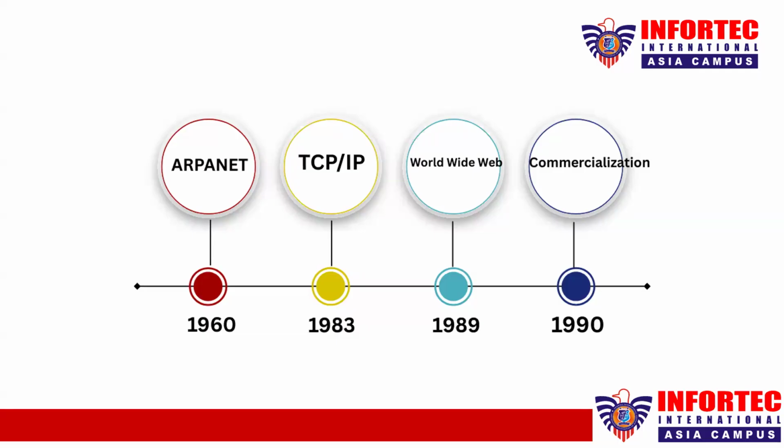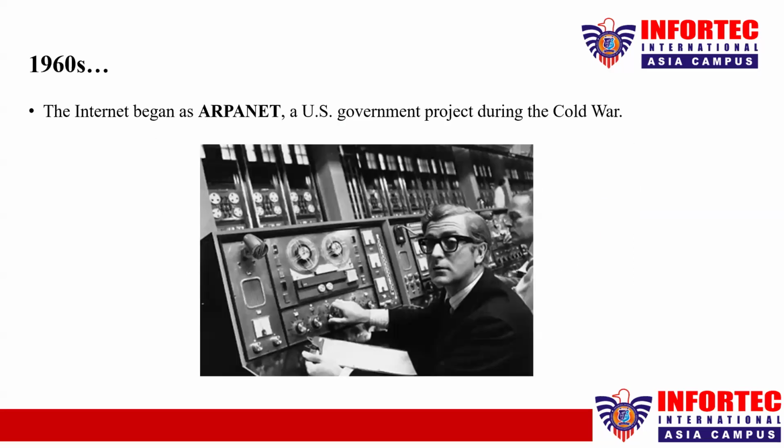So it started with ARPANET and then slowly developed to TCP/IP, then came the World Wide Web, and finally commercialization. So these are the 3 milestones we should focus on. Okay, so let's start with the very first milestone. In the 1960s, the internet began as ARPANET. This was introduced as a result of a US government project during the Cold War.